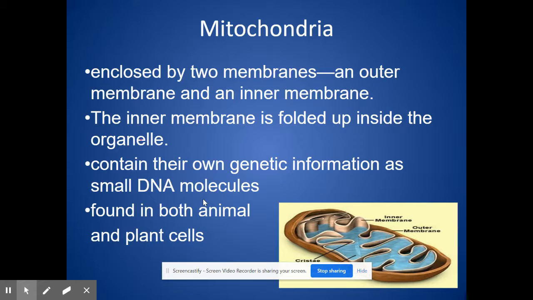So mitochondria, again, they're enclosed by two membranes, an outer membrane and an inner membrane. The inner membrane is folded up inside the organelle. So if you look at this picture on the right, you see all these folds here. That's the inner membrane. Mitochondria contain their own DNA, and they're found in both animal and plant cells.